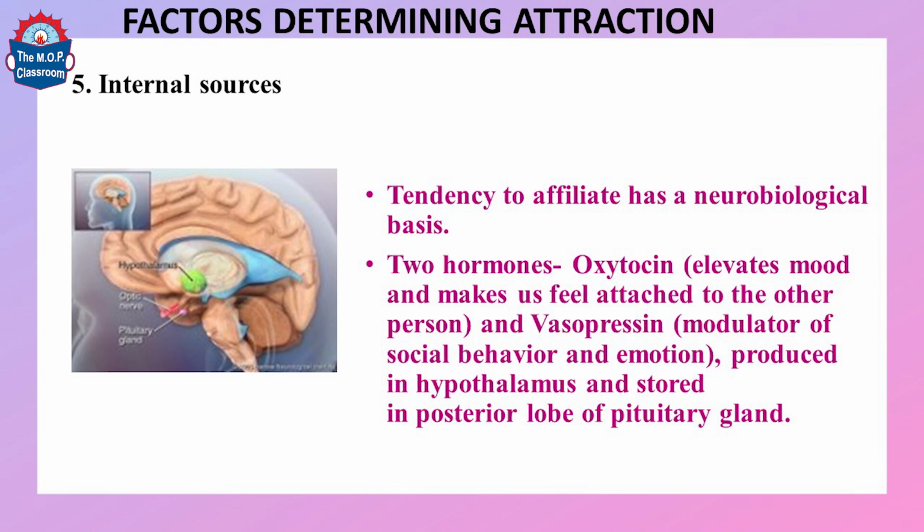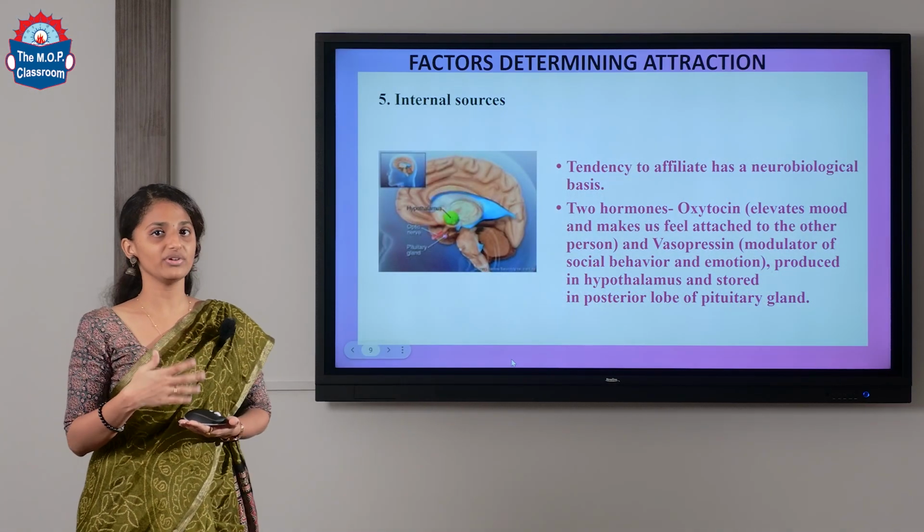There are many hormones that play a role in this, but two important hormones are oxytocin and vasopressin. Oxytocin is mainly to do with elevating our mood and making us feel bonded or attached to one another, and vasopressin acts like a modulator for social behavior and emotions.